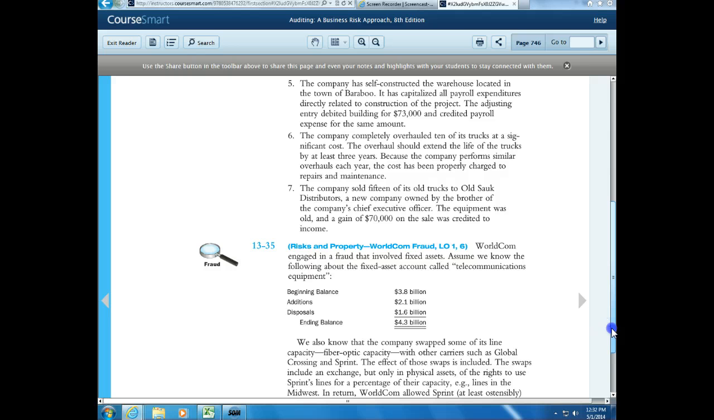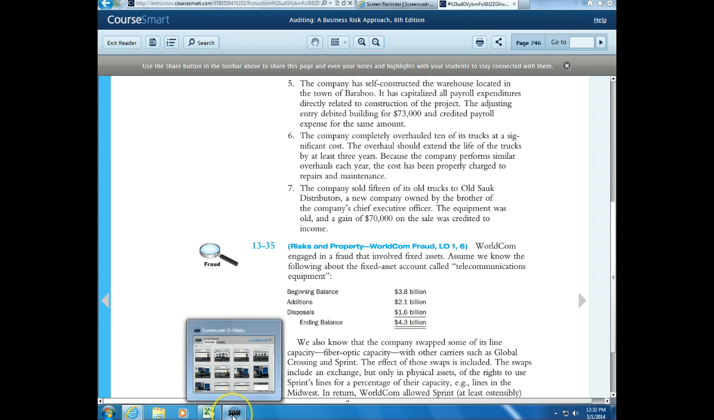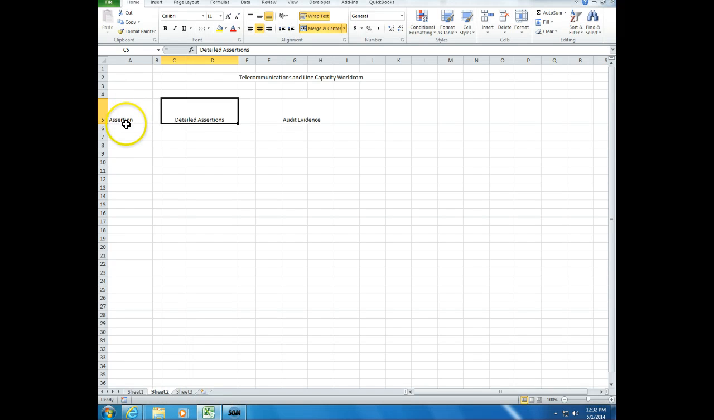We have the beginning balances, additions, and disposals. We're going to take the assertions. We're going to start with existence. Then we're going to go to rights and obligations, valuation and allocation, and then presentation and disclosure. So we're going to take each one of these and then look at what we really are trying to do within each of those assertions.